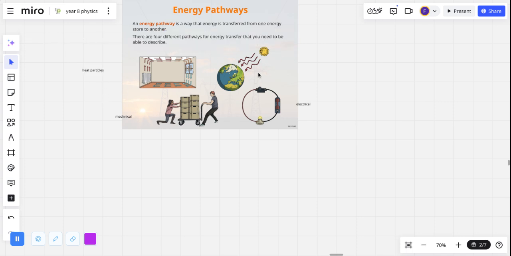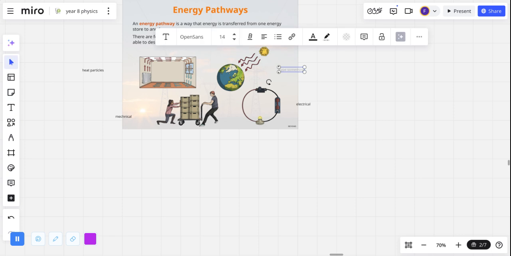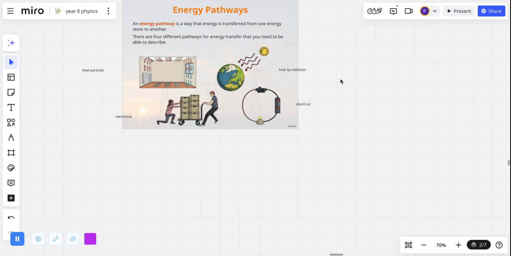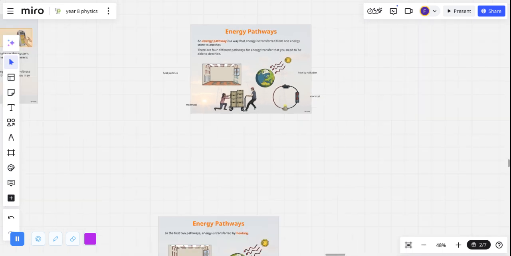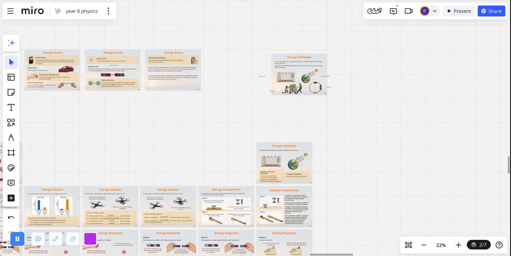And the last one is heat by radiation. And that's infrared radiation. There's a vacuum of space between us and the sun, and I think that's a lovely example. These are the keywords you have to use.